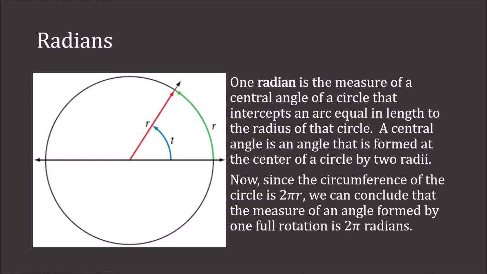Now, since the circumference of the circle is always 2 pi r, we conclude that the measure of an angle formed by 1 full rotation would be 2 pi radians. So if we started here and we rotated all the way back around to here, let's do this in red. So we did this and came right back to where we started. That looks better. Then this would be equal to 2 pi.